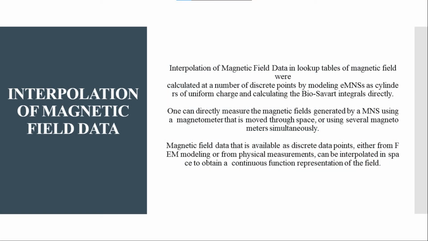Now let's talk about interpolation of magnetic field. Magnetic field data as discrete data points, either obtained from finite element modeling or by physical measurements using a magnetometer, can be interpolated in space to obtain a continuous function representation of the field. Interpolation is beneficial as it is completely independent when magnetic field data is available and it can yield an accurate continuous representation of the field with less effort for parametrization. These methods become intractable when the electromagnets' effect cannot be separated due to nonlinear magnetization.